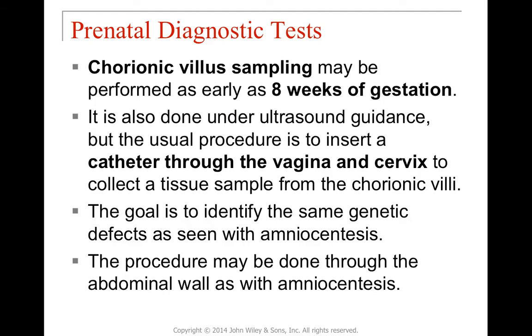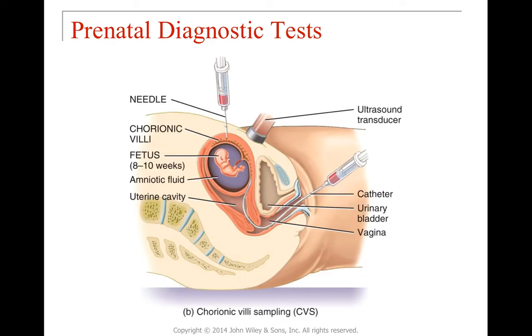We can also take cells from chorionic villus sampling, where they go directly into those chorionic villi and pull samples out. They can do that as early as 8 weeks of gestation, and again they use an ultrasound to guide the catheter. They insert a catheter through the vagina, then through the cervix, and up into the chorionic villi to collect a tissue sample. Basically it's the same goal as the other test. They want to make sure we don't have specific genetic defects, and it can also be done through the abdominal wall if they don't want to, for some reason, go through the vagina itself.